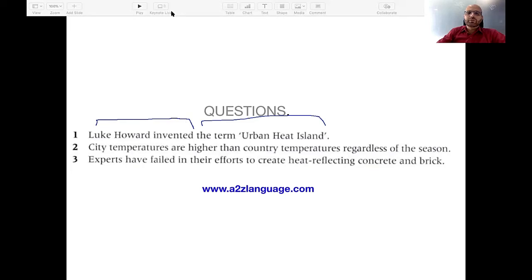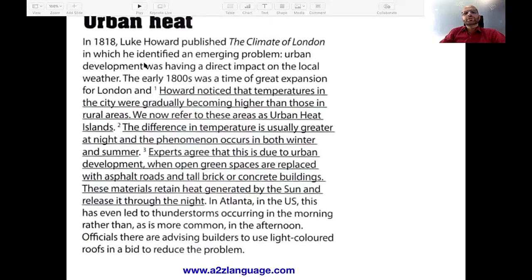So if you have read this question clearly, let's go back to the text. Let's clear the annotation. Okay, so Luke Howard published The Climate of London. So allow yourselves to mark the question, like, is it true, false, or not given? And I'll take a pause so you get time to find an answer to this question.